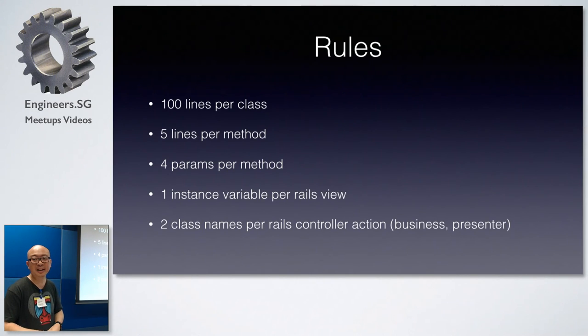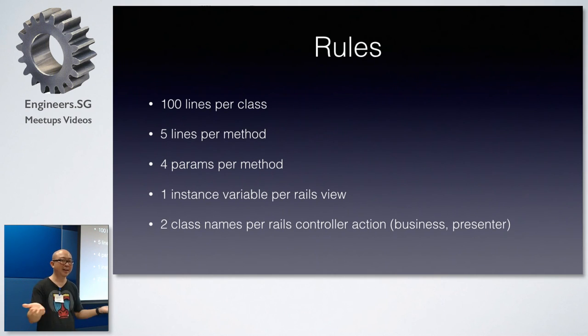Anyway, for PHP, yeah, 20 lines per method is a bit more reasonable. If you keep breaking out into too many methods, we're talking about optimization versus readability, right? So, 4 params per method, 1 instance variable per Rails view. This is actually in the Ruby world, so maybe this rule doesn't apply. And two class names for the controller, these again are Rails conventions, but look at the first three.